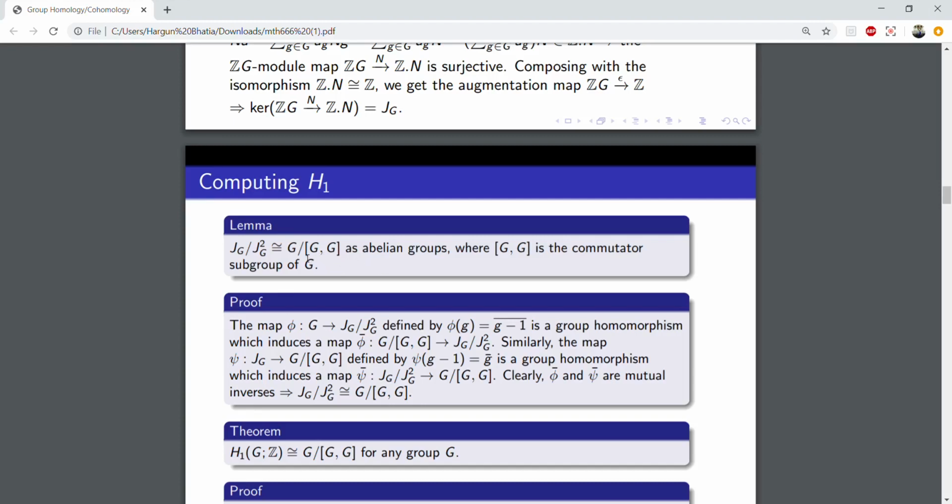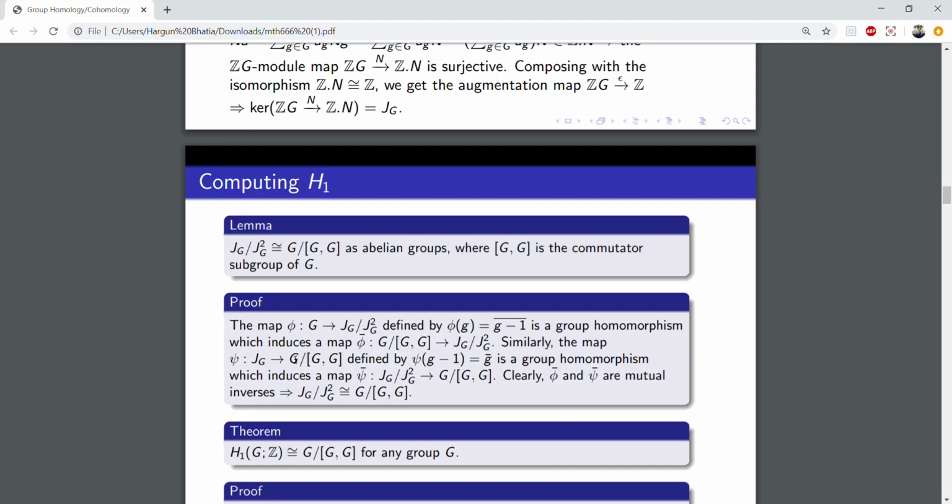First of all, you define a map from G to JG mod JG squared. Remember, JG is generated as a Z-module by g minus 1. So just send g to the class of g minus 1. This is an element here, that's fine. But you have to check it's a group homomorphism. Since the target is an abelian group and G is in general an arbitrary group, the commutator subgroup goes to 0, and it's a homomorphism. So this induces a map from the abelianization of G to JG mod JG squared.